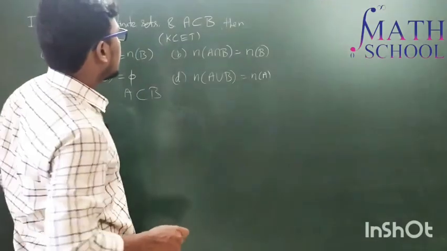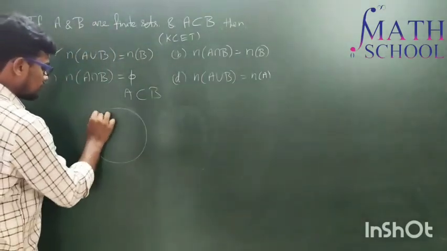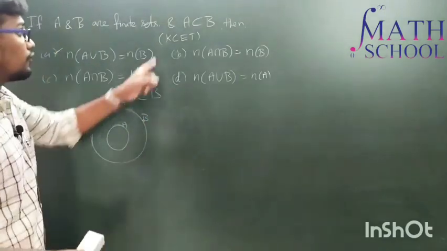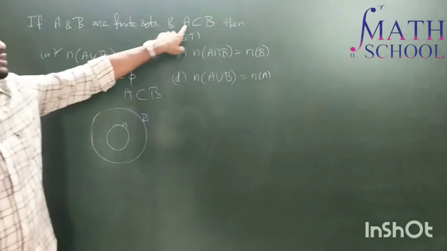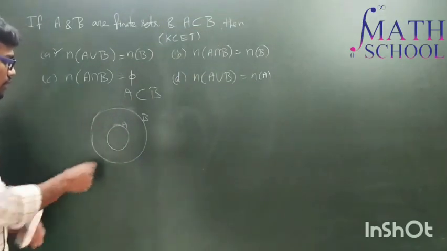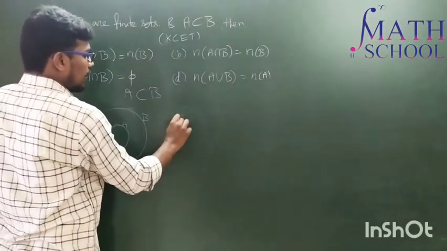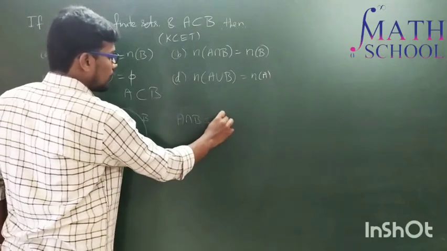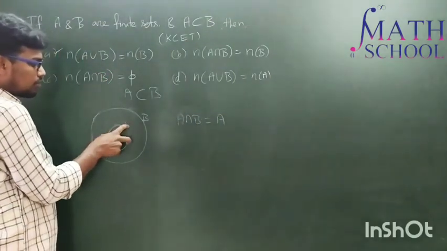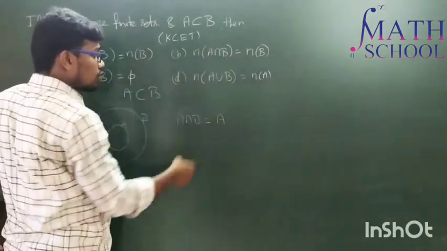So what is the next one? N of A intersection B. This is our A and this is our B. When A is a subset of B, what is the intersection? What is the common portion for A and B? It is simply A. So A intersection B is equal to A, since A is a subset of B. The common portion is simply A. So the option says N of A is equal to N of B.